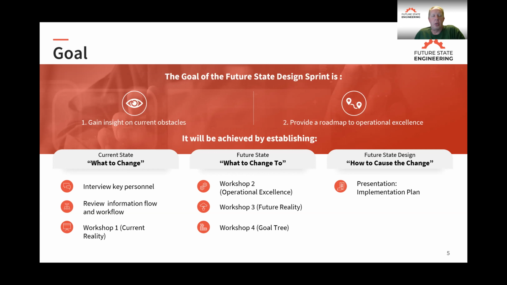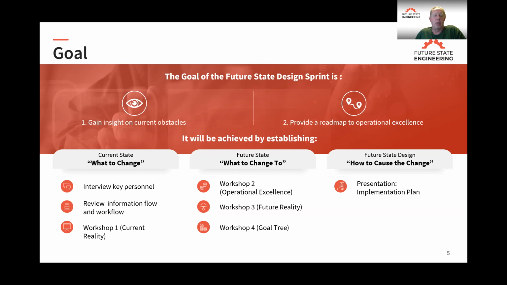Then we move to the second stage, which is what to change to. So once we get consensus on what we need to change, the second step is consensus on what to change to. We do that first by usually doing a full day workshop on operational excellence that brings into account concepts of theory of constraints, concepts of lean, and concepts of total quality management. So what we're trying to do is educate the people in the room on different concepts so that we can design the future reality.